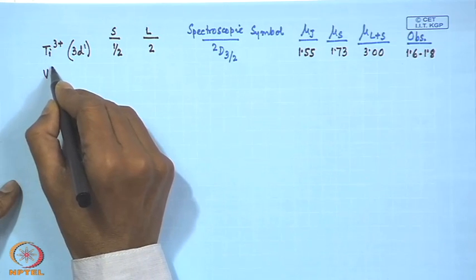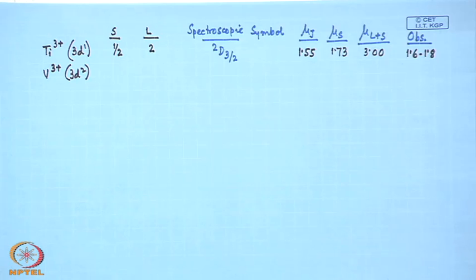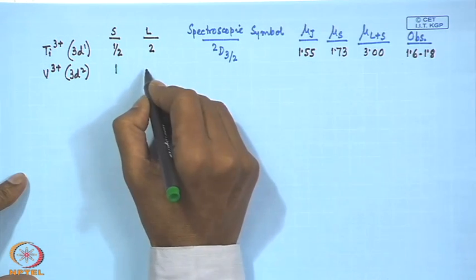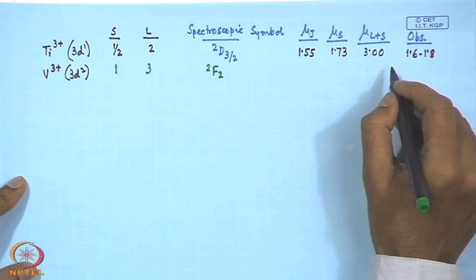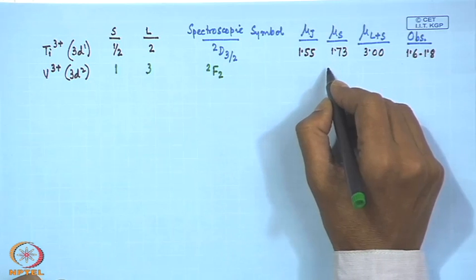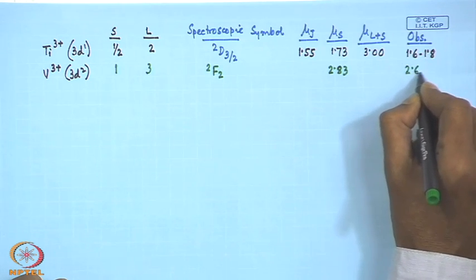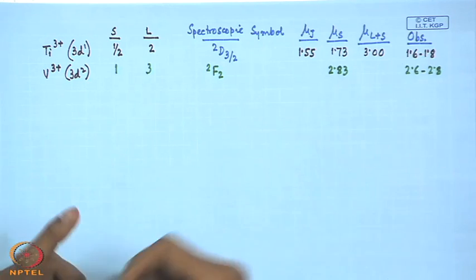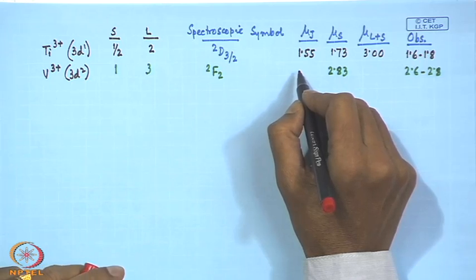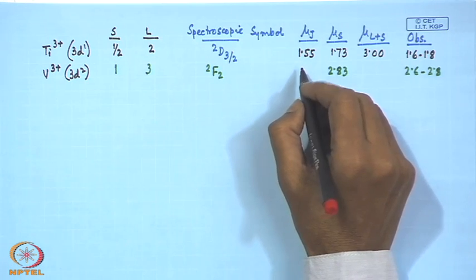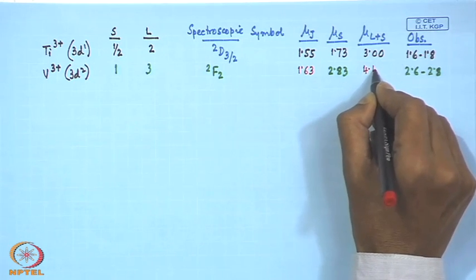Similarly, in the case of vanadium 3 plus, which is the 3d2 electron configuration, the S value is equal to 1, the L value equal to 3, the term is 3F2, and as we have seen in our previous table, the mu spin only value is equal to 2.83, and the experimental values are also ranging from 2.6 to 2.8. But when we bring in the other two values, theoretically calculated using J as the quantum number, and L and S both as the quantum numbers contributing towards the magnetic moment, it will be 1.63, which is in the lower range, but in the higher range it is 4.47.